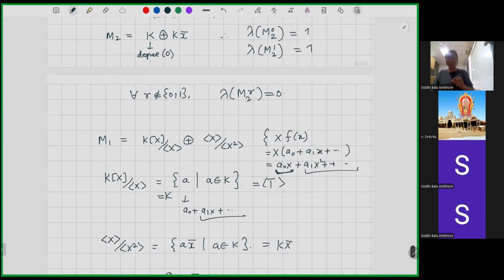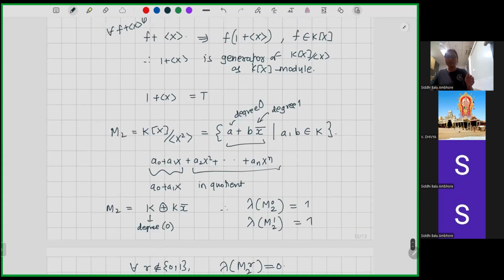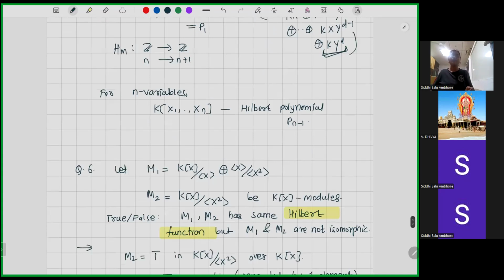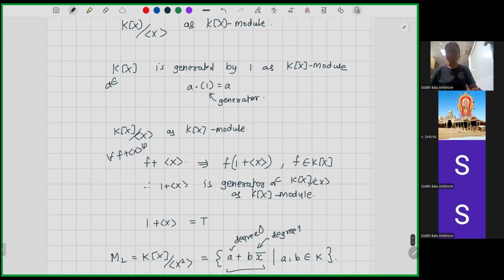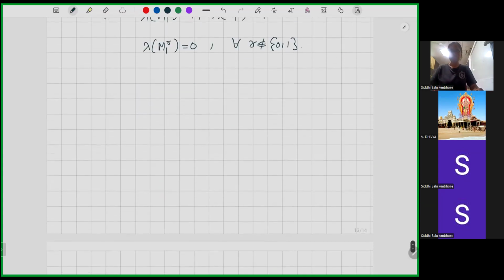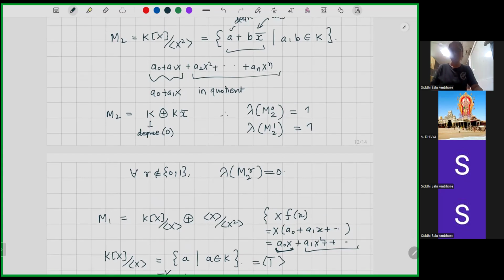Okay, so they have the same Hilbert polynomial, right? 1, 1, and similarly 1, 1 and 0 for the rest of the terms. So that's why these two modules have the same Hilbert polynomial, but they are not isomorphic as modules. Is this clear? It was just to understand how these modules are generated. That was the only work we had to do here. Once we know how modules are generated, we just have to find the number of generators in each degree component, and then we get the Hilbert polynomial. I hope this is okay.